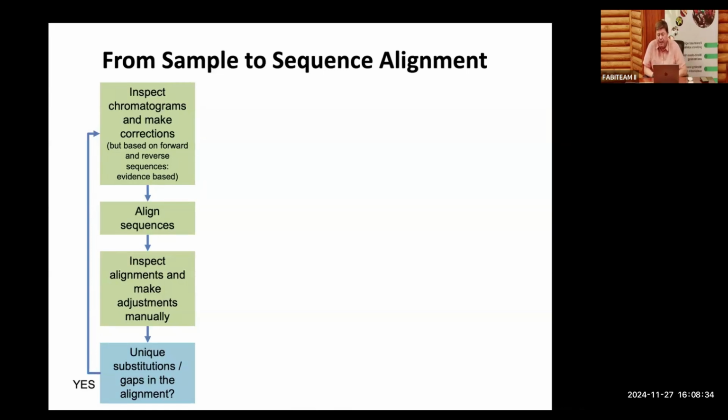Right, from there, you can check if there are any unique substitutions or unique gaps in the alignment. And I will show you examples of these. If there are, you go back to your chromatogram. So if there's anything that looks wrong to you, you go back to your chromatograms and you make the corrections. But again, based on the forward and reverse sequence alignments.